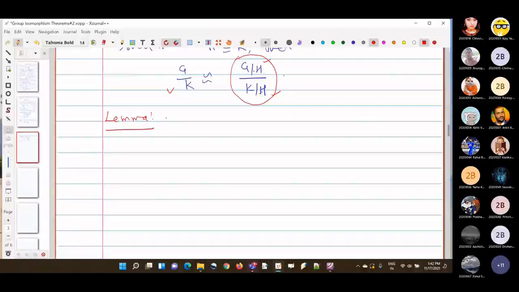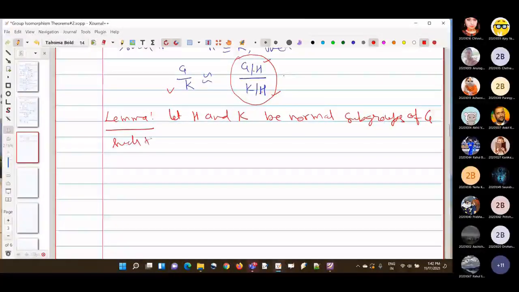For this result, let me write it down. Let H and K be normal subgroups of G such that H is a subset of K. Then K by H is a normal subgroup of G by H. So this part we need to establish, the right hand side.